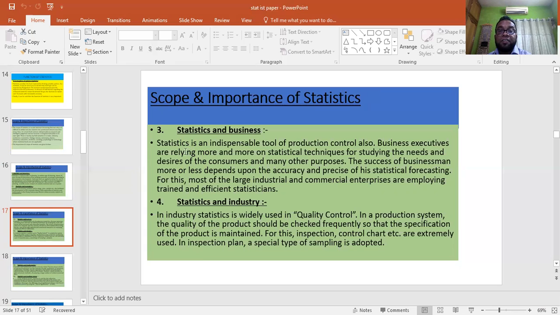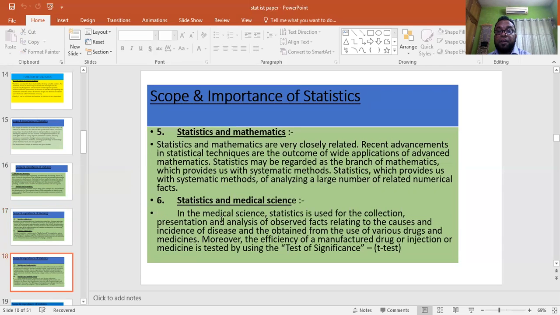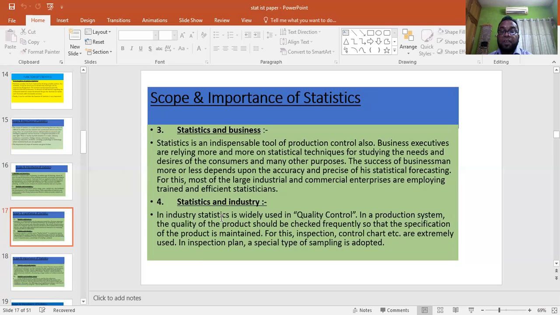Statistics and industry. In industry, statistics is widely used in quality control. In a production system, the quality of the product should be checked frequently so that the specification of the production is maintained. For this, inspection, control charts, etc. are extensively used. In an inspection plan, a specified type of sampling is adopted. In inspection and quality control, statistics is highly used.